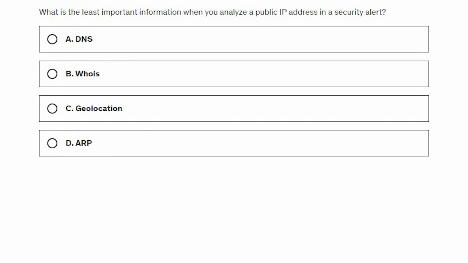Question number 3. What is the least important information when you analyze a public IP address in a security alert? A. Domain name server. B. Who is. C. Geolocation. D. ARP. Pause the video and answer this question. The correct answer is B. Who is.